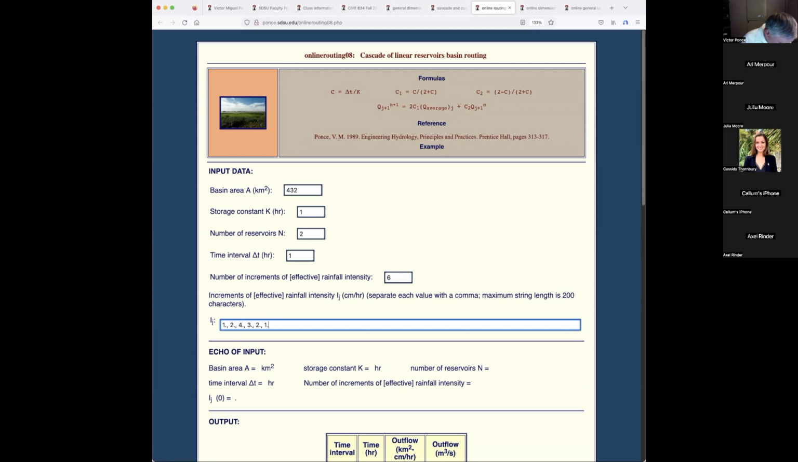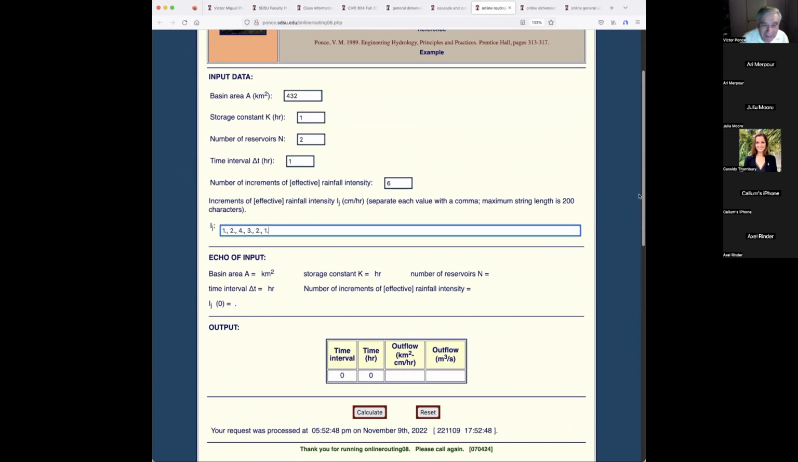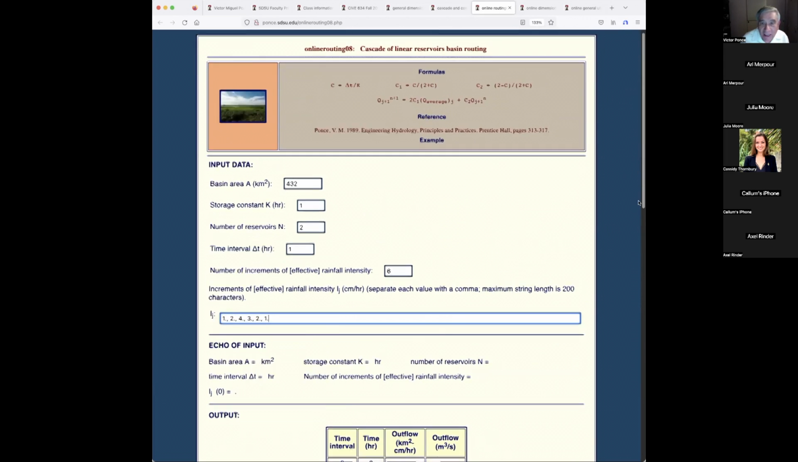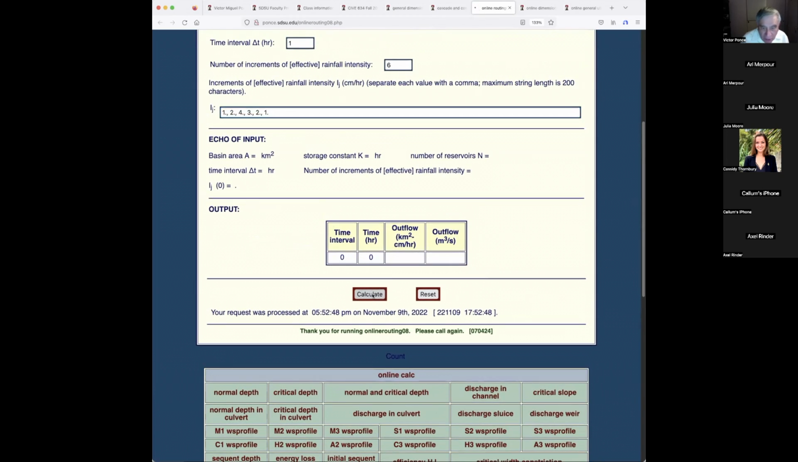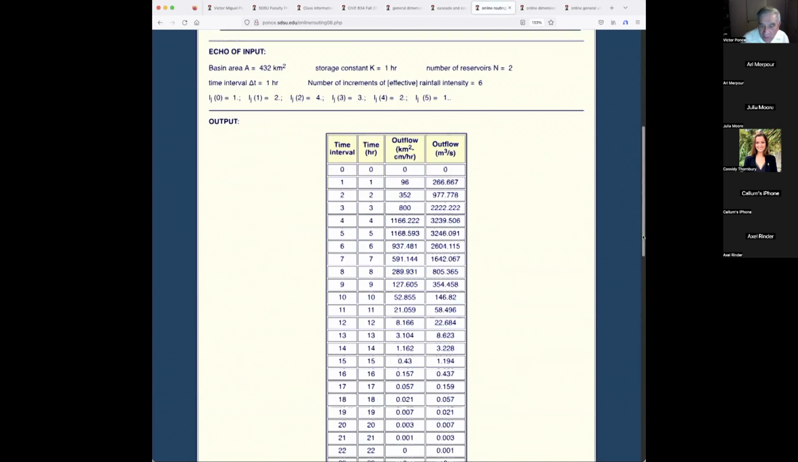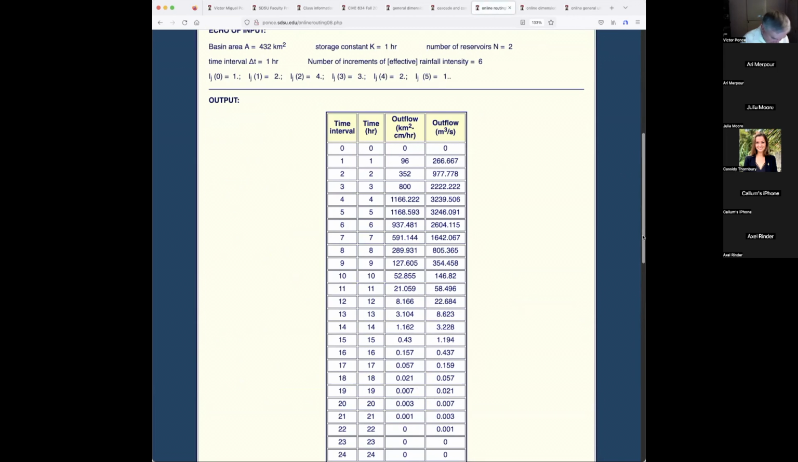So 1, 2, 4, 3, 2, 1. And I know I'm going to run into trouble in the last one. I may not do it because it's going to require me to sit down and do some typing, and I don't want to do that because that leads to errors, as you know. Okay, so I got the numbers in here. Now I'm going to run this. I'm running the cascade of linear reservoirs straight out of the book. And what do we have here?